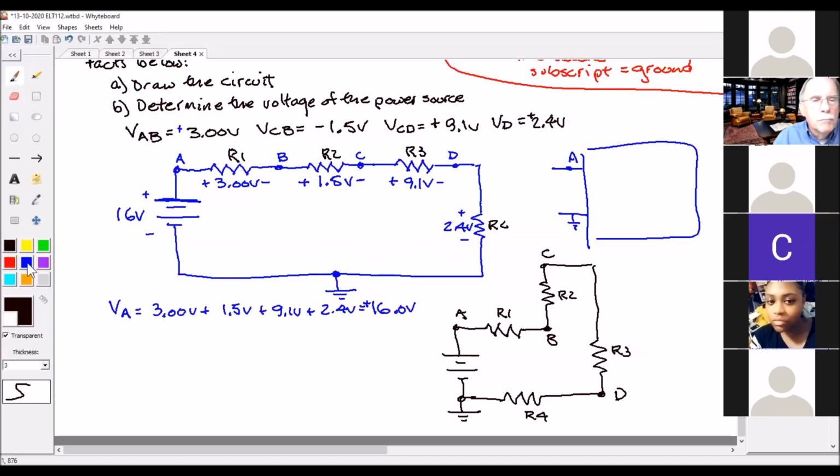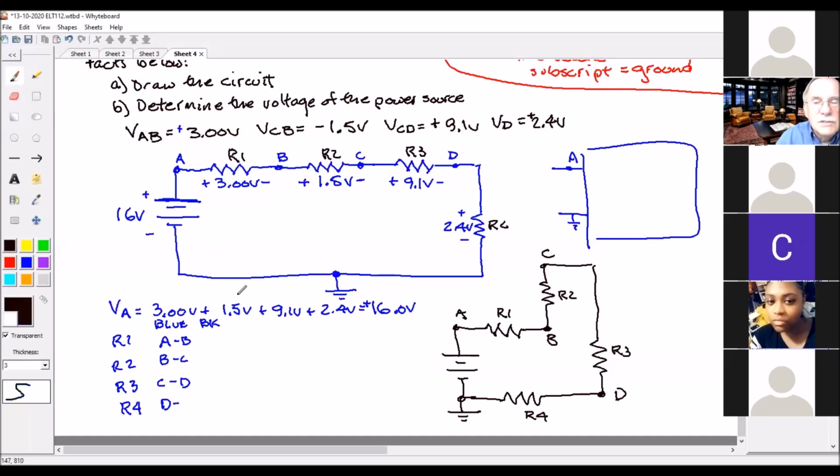If I made up a table and I said R1, R2, R3, R4, and this is the blue circuit, and this is the black circuit. In the blue circuit, R1 connects between A and B. R2 connects between B and C. R3 connects between C and D. And R4 connects between D and ground.